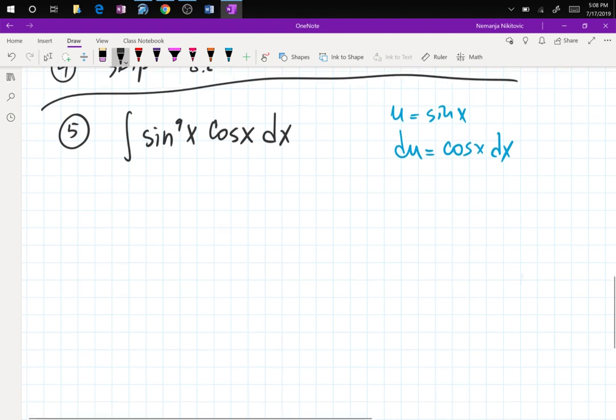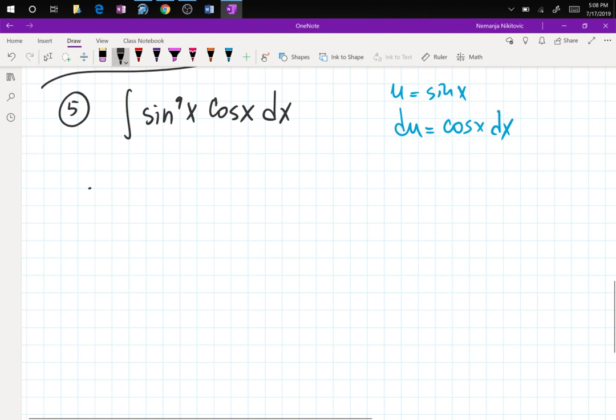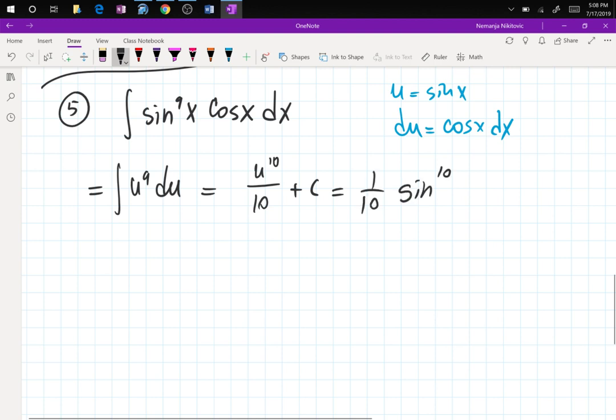So you should be done by now. Integral of u to the 9 du, which is u to the 10 over 10 plus c, which is 1 over 10 sine to the 10th power x plus c, and we are done.